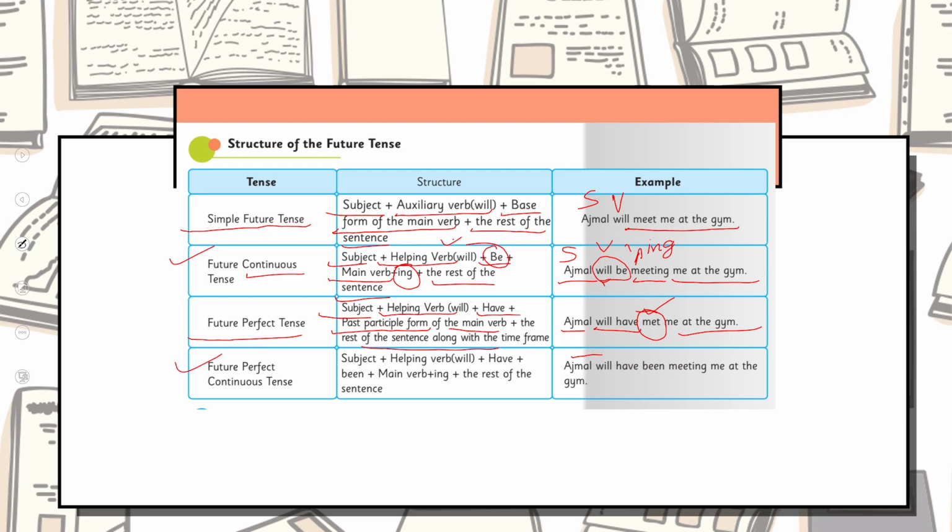So for future perfect continuous tense, as always, your subject, your helping verb plus have plus been, because we are talking about perfect continuous, plus your main verb, then you will add ing because we are talking about continuous, plus the rest of the sentence. Your subject Ajmal, then your helping verb will have been, will have then been for perfect continuous, and then the rest of the sentence. So you can see that by following the structure, you can make sentences accordingly.